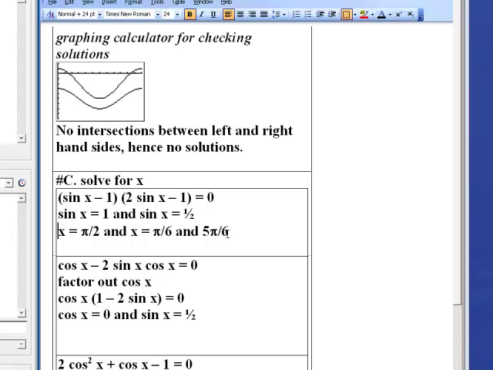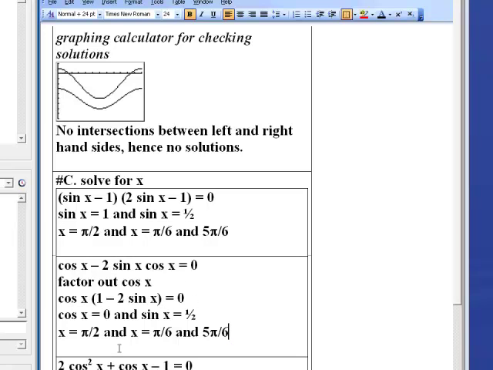So what I do is I just copy all of this here from the previous problem and put in here 3 pi over 2. And so this time around we come up with 4 solutions.